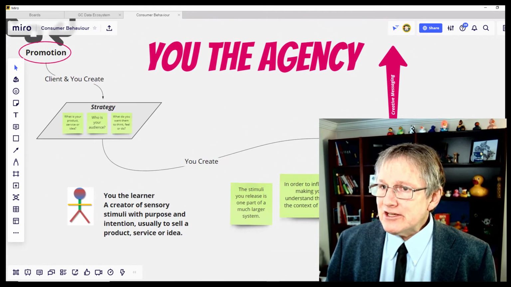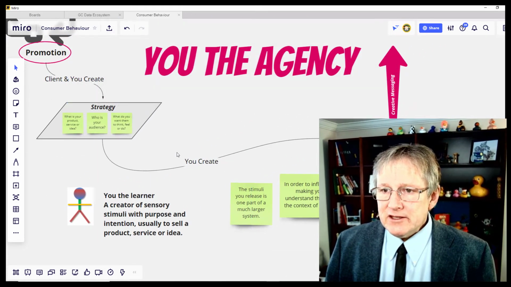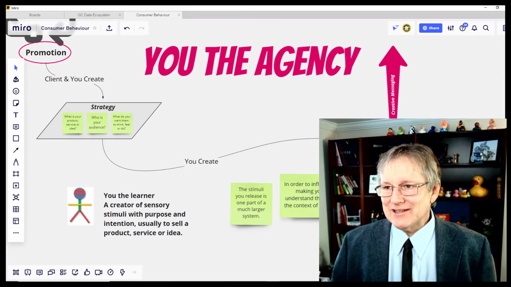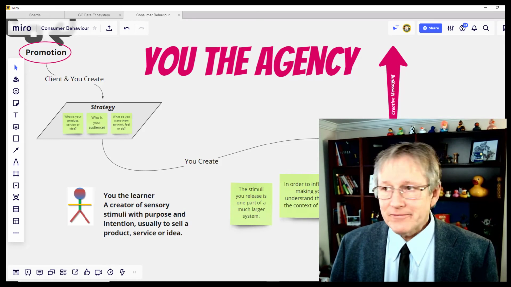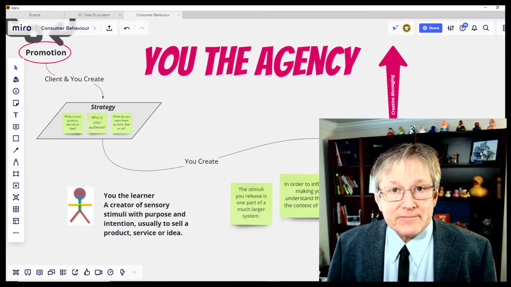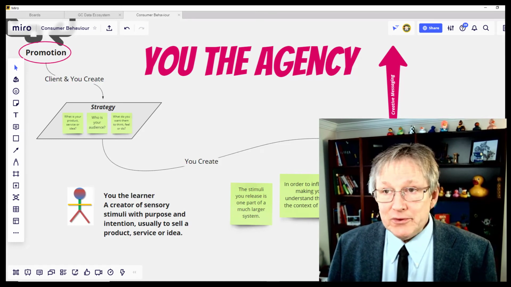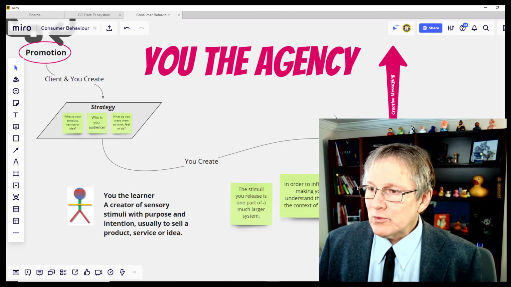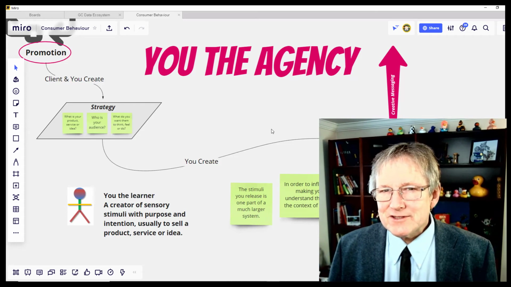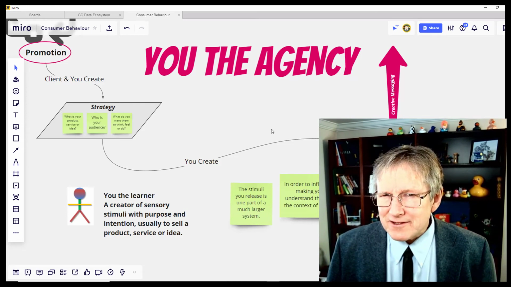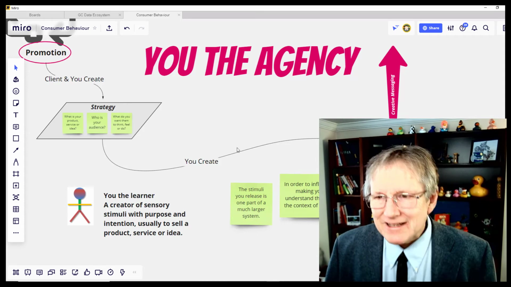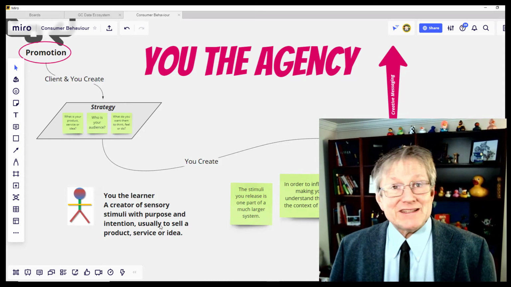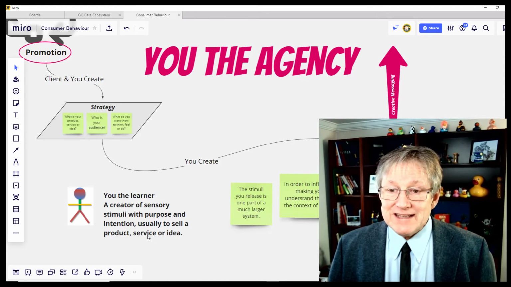So this section here is called You, the Agency. And you're creating these things called stimuli. I call them stimuli because that's what they call them in consumer behavior, and I think that's a fun word. But they're really ads, okay, or creative messaging or whatever. And as we get into the other pieces of the model, you'll see why the stimuli thing works. But for now, just think stimuli. You are in the business of crafting effective stimuli. Anyway, down here, you're the learner. You're a creator of sensory stimuli with purpose and intention, usually to sell a product, service, or idea.